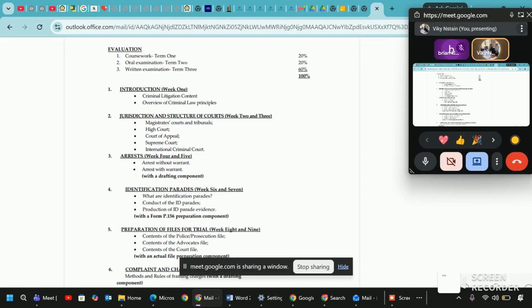Okay. So I've begun from week 4 and 5, and of particular interest is arrest without warrant and arrest with warrants. And there is a reason why the examiner expects us to have the drafting element or a drafting component attached to it. So we'll also see the necessary applications to draft.